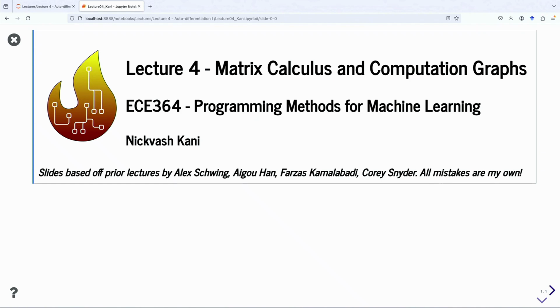And then we're going to revisit computation graphs. We're going to revisit how computation graphs interact with that matrix calculus. And then we are going to end on some complex computation graphs that we will use next time for gradient descent. Does that make sense to everyone?